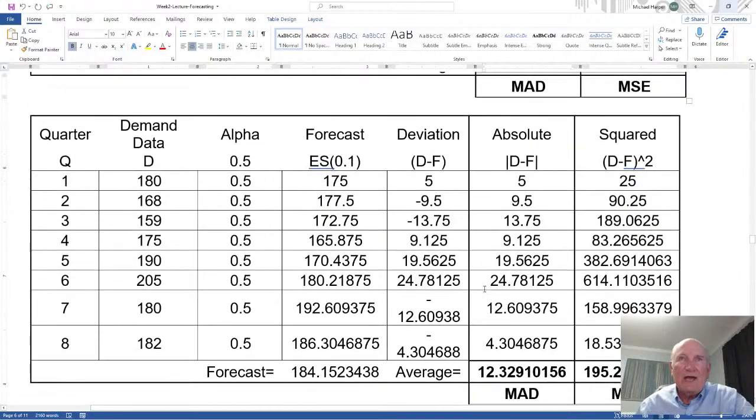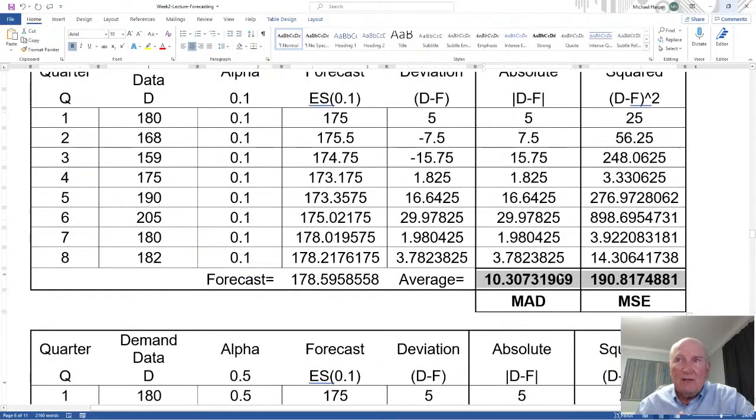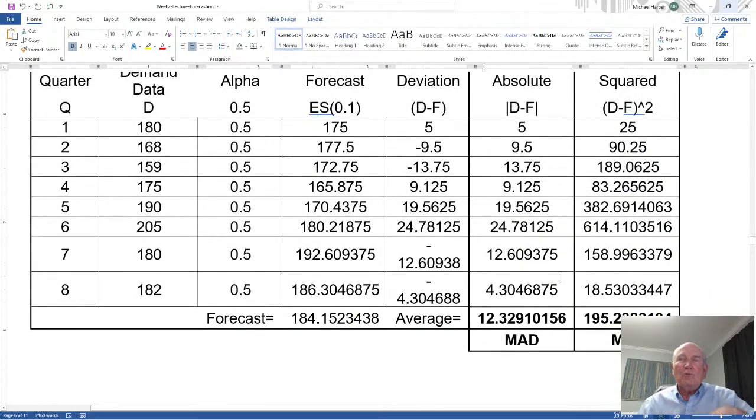Well, down here we have a 0.5 and we have 12 and 195. Well, 0.5 is larger. 0.1 is smaller. So 0.1 gives a little bit better forecasts than 0.5 does. Well, let's bring back Excel.